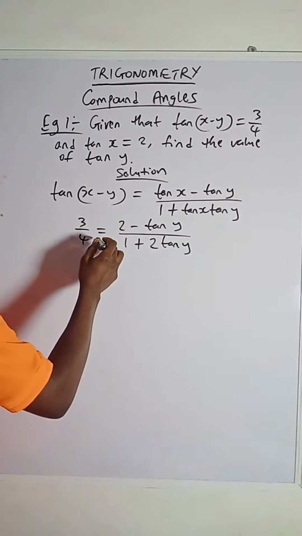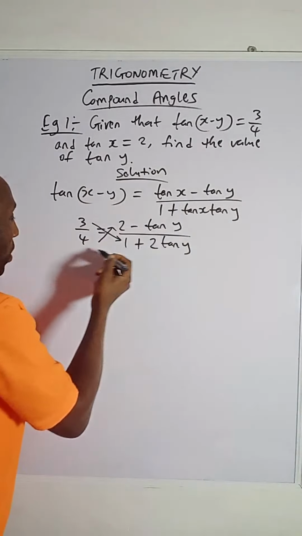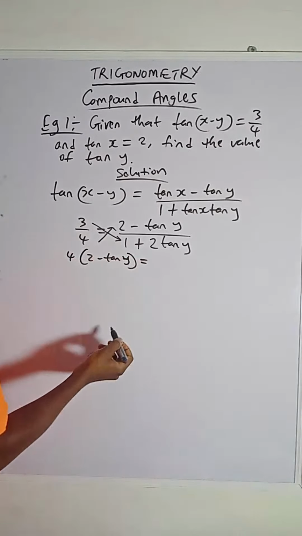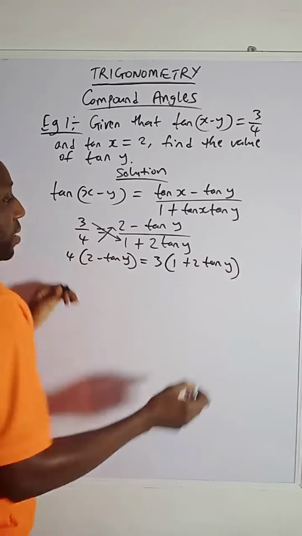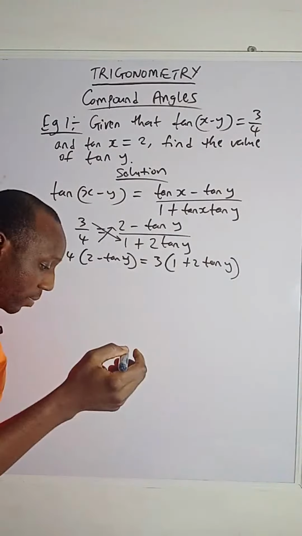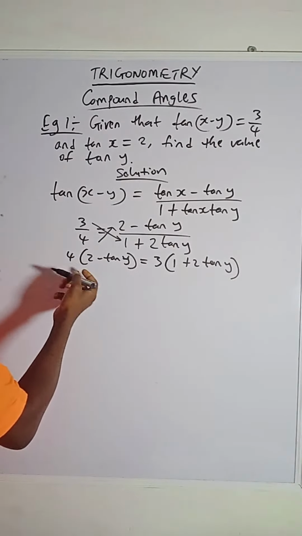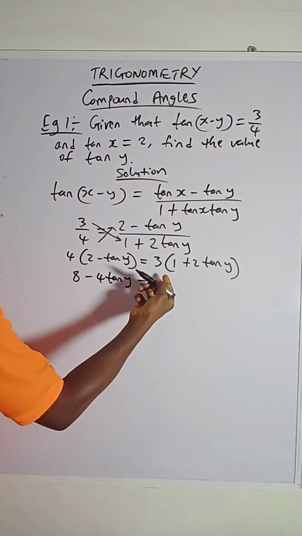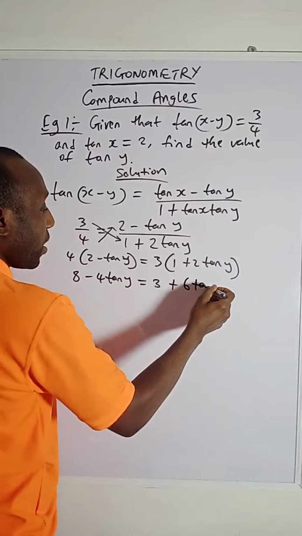So I'm going to cross multiply. Let's do this. Then I will have 4 multiplying 2 minus tan y. So 4 bracket 2 minus tan y is equal to what? 3 bracket 1 plus 2 tan y. I hope you're getting value from this. Okay. Jugu said 0.5. That's beautiful. Let's see if that's correct. 4 times 2 is 8. 4 times negative tan y is negative 4 tan y. This is equal to 3 times 1 is 3, and 3 times 2 tan y is 6 tan y.